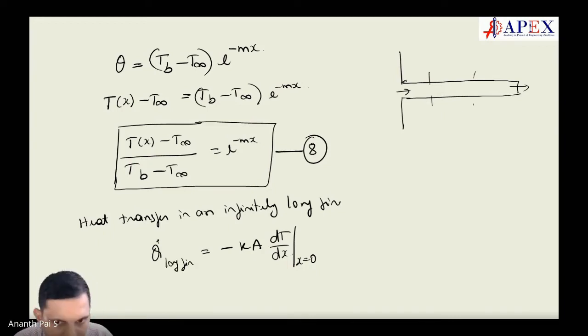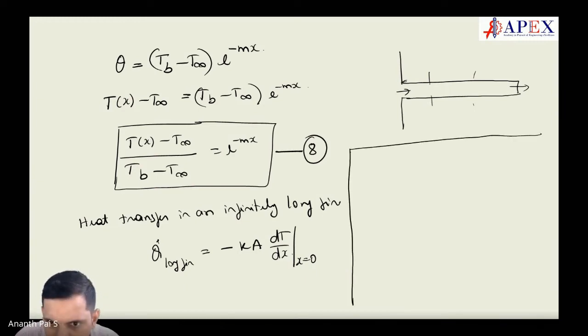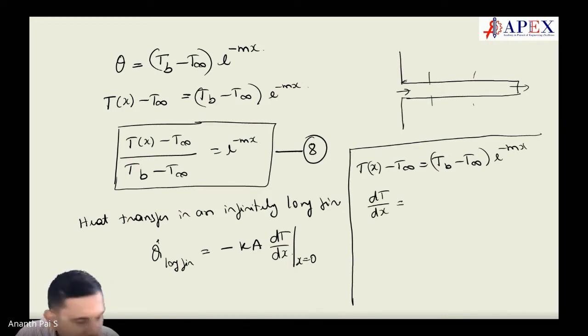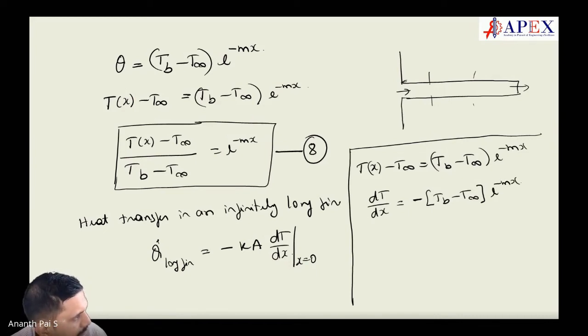What is dT by dx at x is equal to 0? I'll write over here, students. If you consider T of x minus T infinity is equal to T of b minus T infinity into e power minus mx, when you differentiate that, dT by dx would be equal to minus of TB minus T infinity, right, into e power minus mx. Yes or no? Correct? No, wrong. M is there, minus M.